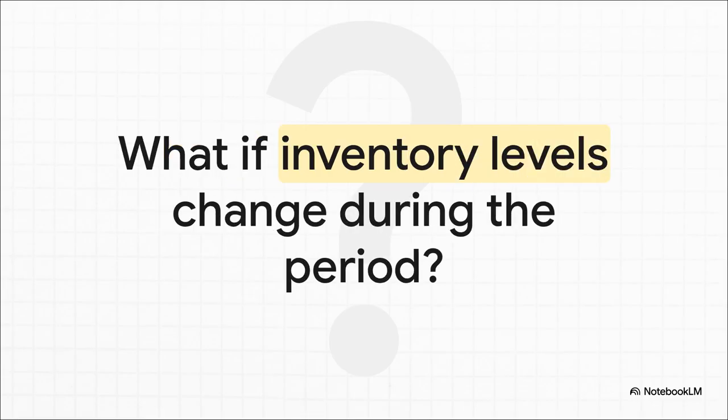Okay, next question. What happens to our CVP analysis if inventory levels change during the period, meaning production does not equal sales? Well, the answer is that CVP becomes vastly more complex. The basic models and formulas we just went over become invalid without major adjustments, all because that core assumption that production strictly equals sales has been violated.